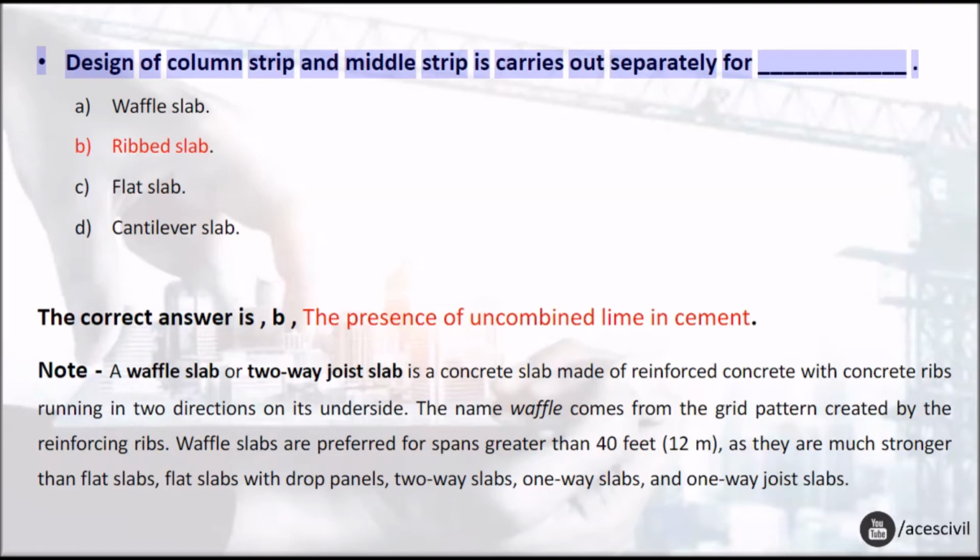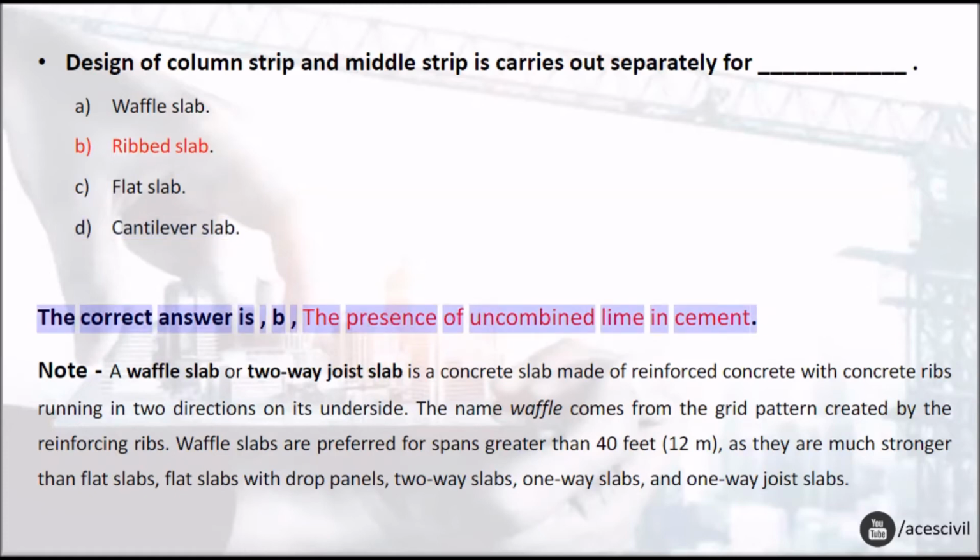Design of column strip and middle strip is carried out separately for A. Waffle slab, B. Ribbed slab, C. Flat slab, D. Cantilever slab. The correct answer is B.